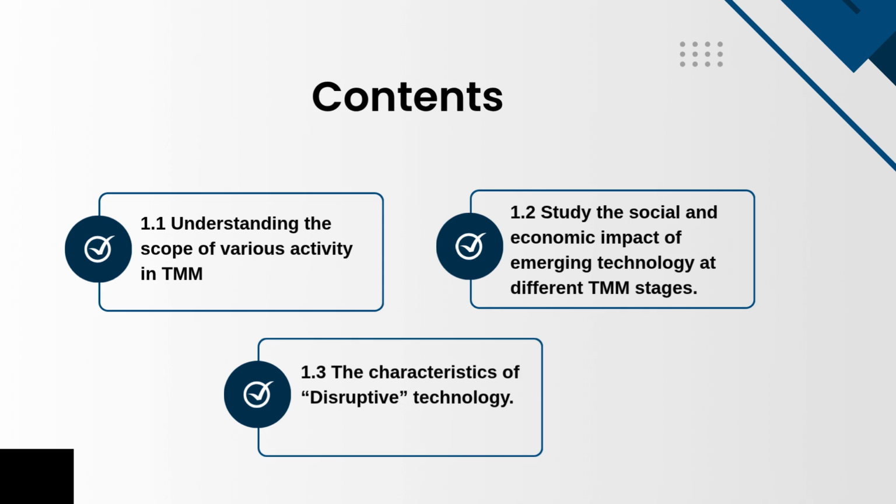Finally, Section 1.3. The characteristics of disruptive technology. In this section, I will explain the key characteristics of disruptive technology, which refers to technologies that have the potential to transform or replace existing technologies by providing more innovative, efficient, and impactful solutions for industries and society. Now, without further delay, let us begin with the first topic, understanding the scope of various activities in the Technology Maturity Model TMM.